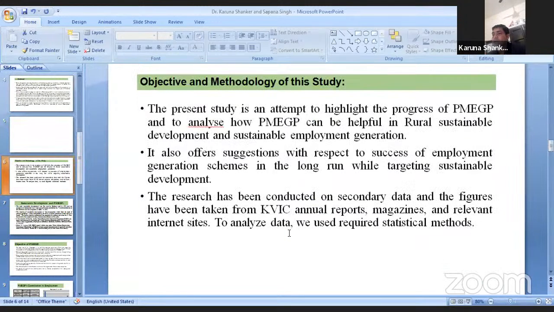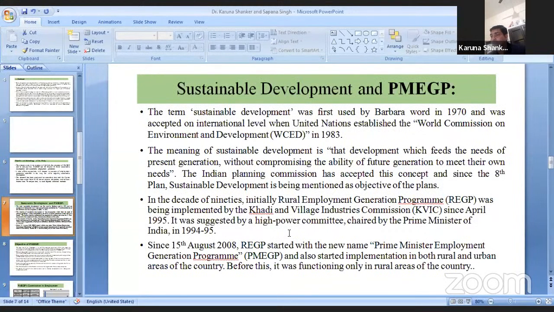Basically, the objective of this study is to highlight the progress of PMEGP, the Prime Minister Employment Generation Program, and to analyze how it can help rural sustainable development and sustainable employment generation. We also try to offer suggestions with respect to the success of employment generation schemes in the long run while targeting sustainable development. What is important is how PMEGP and sustainable development correlate with each other.